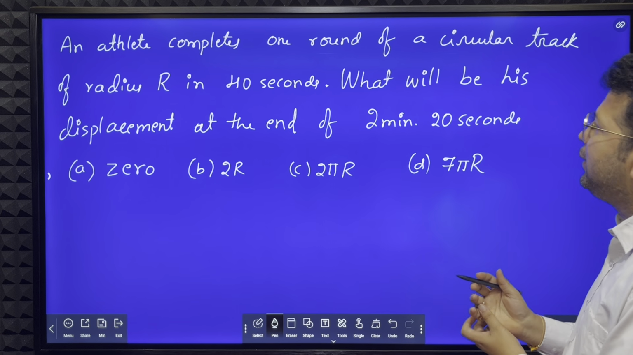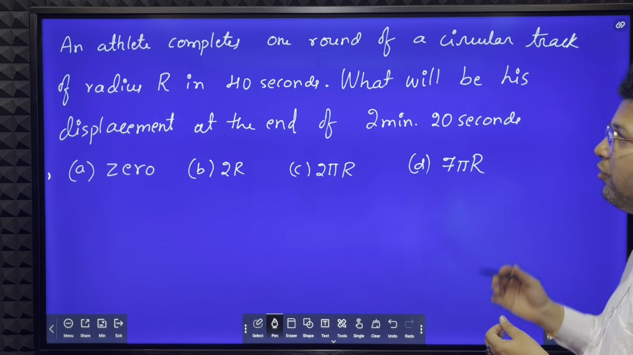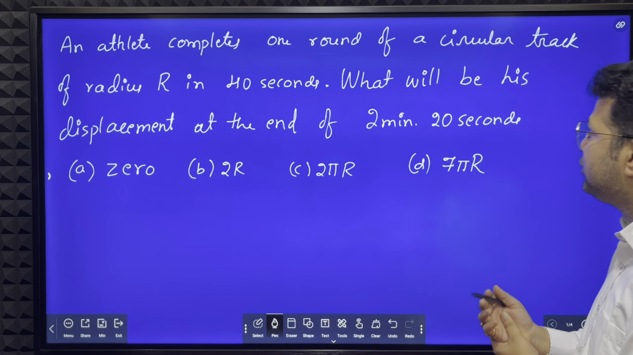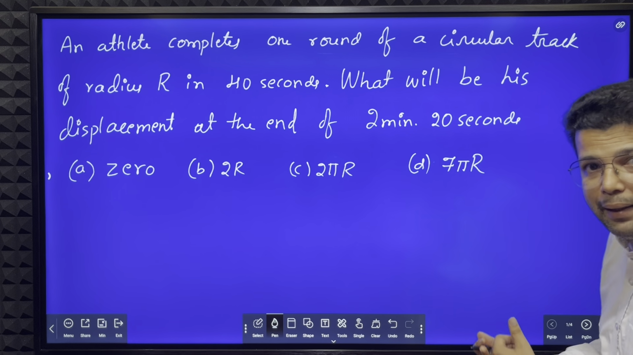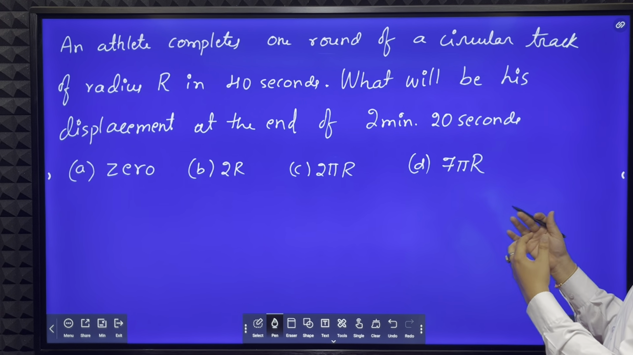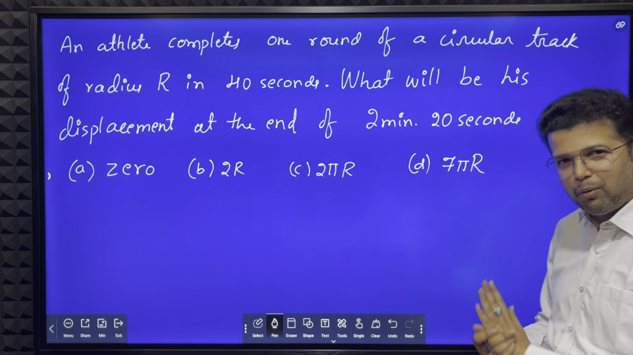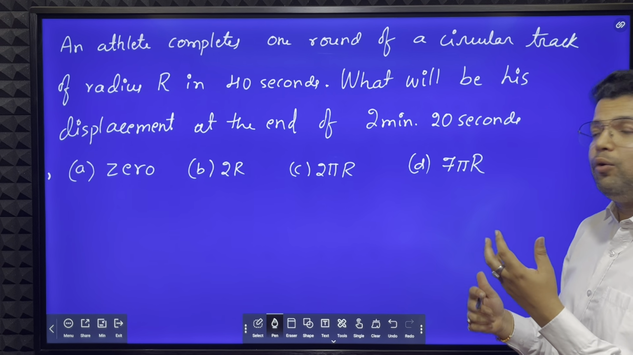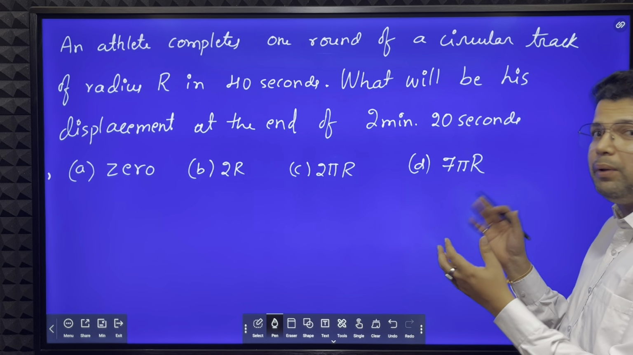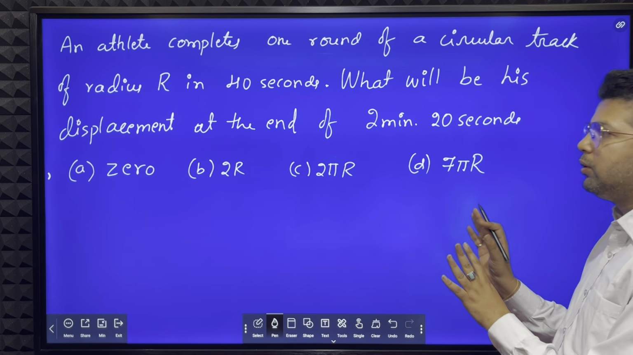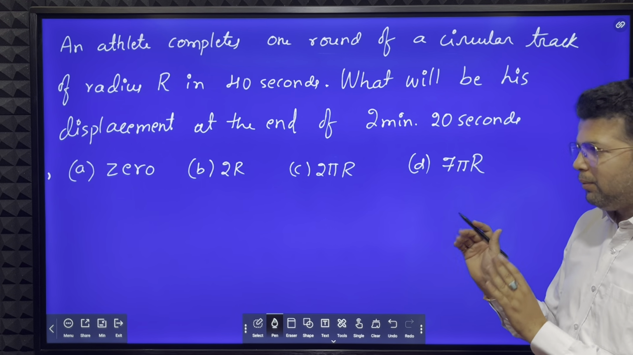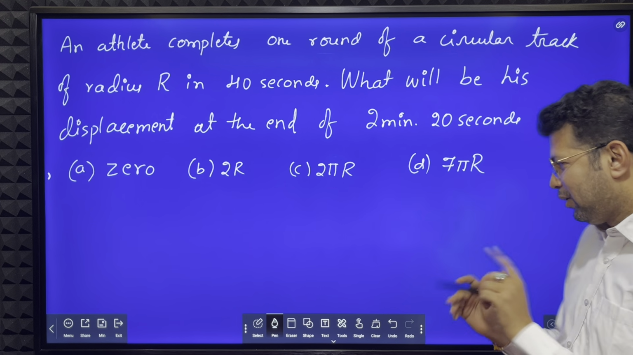An athlete completes one round of a circular track of radius r in 40 seconds. What will be his displacement at the end of 2 minutes 20 seconds? This type of problem we have already solved. If you are unable to solve it, please refer to that. Okay, pause the video, solve the problem, comment the correct option.